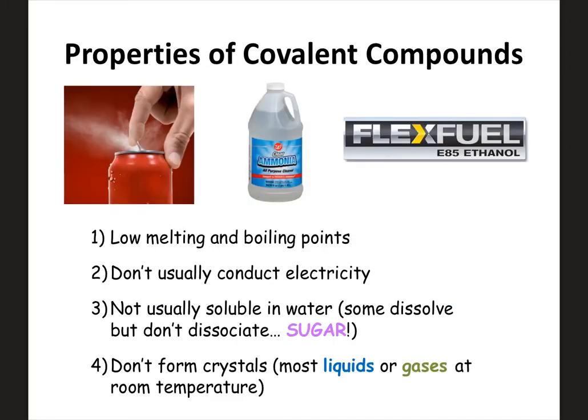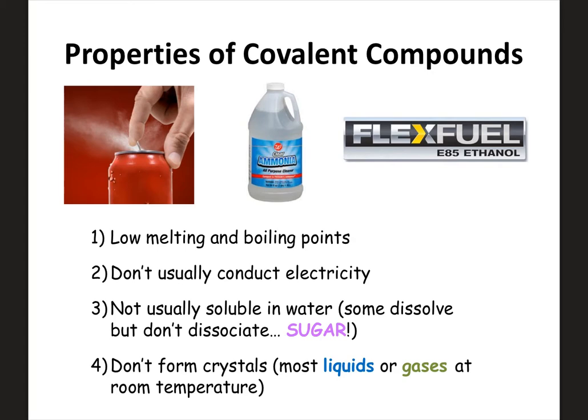So I'm going to walk through the properties of covalent compounds very quickly. Again, you could pause the video if you need to and go through them a little bit more in depth. But basically, covalent compounds are pretty much the opposite of ionic compounds. So they have low boiling and melting points. Ionic would have higher boiling and melting points. Covalent compounds are not usually going to conduct electricity. Typically, they're not soluble in water, but covalent compounds do have a wide variety of properties.